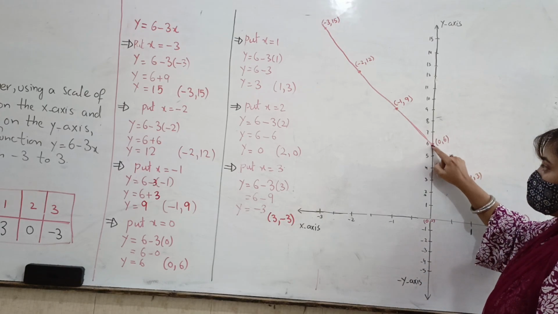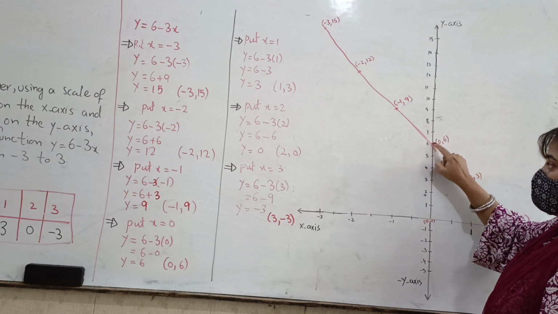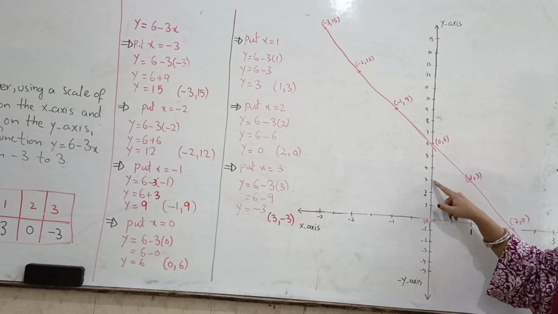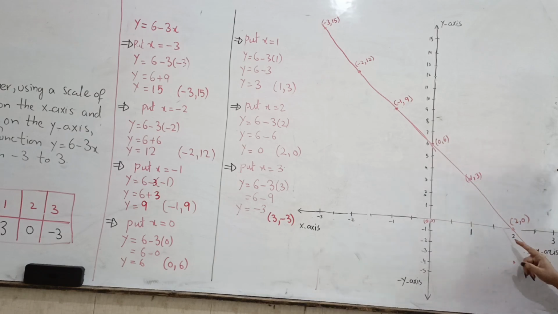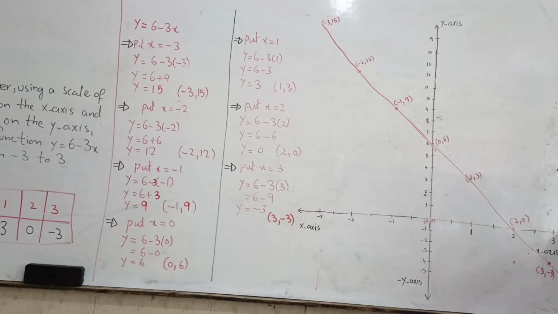So y is 6, and I draw the point over here. Similarly, when x value is 1, we have y value 3. When we have x value 2, we get 0. So y on this line is 0. So when x is 2, y is 0 over here.